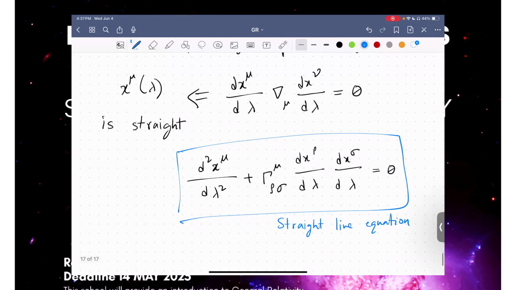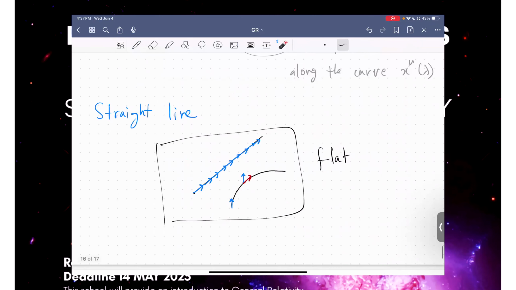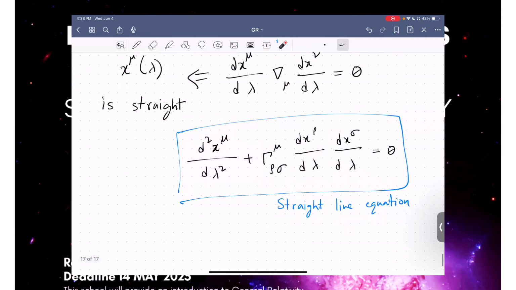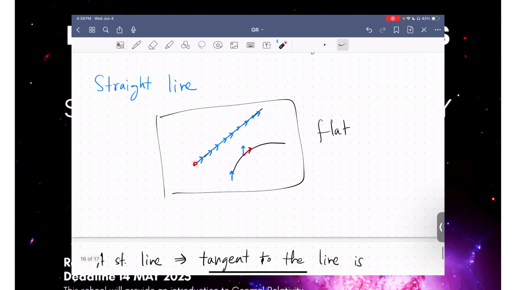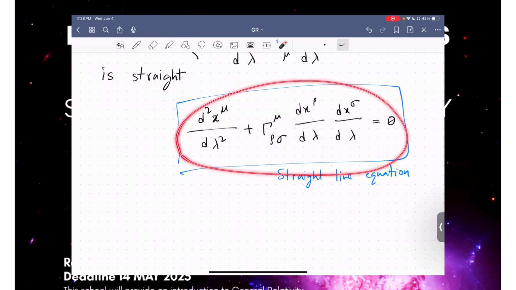Right. So the first thing that we can observe is that this is indeed consistent with what we see in flat space. In flat space, your Christoffel symbols will vanish in Cartesian coordinates, so you will not have this term. Your straight line equation simply becomes that the second derivative of these functions vanishes, meaning that these functions are linear. And so if you plot a linear function, you will find a straight line in flat space. But in curved space, it will look more complicated.